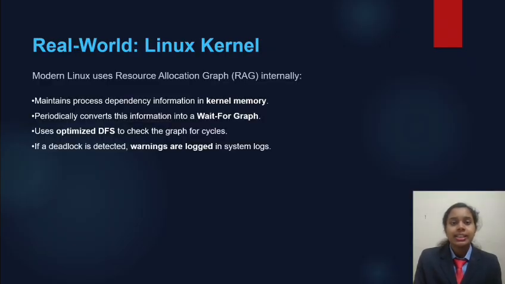Now let us check a real-world example, that is the Linux kernel. The modern Linux kernel uses the resource allocation graph. Internally, it maintains process dependency information in kernel memory and periodically converts this into a wait for graph. It uses an optimized DFS to check the graph for cycles. If a deadlock is detected, warnings are logged in system logs.